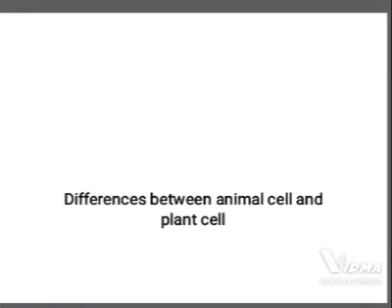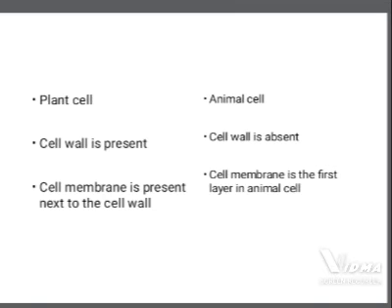Today's topic is the differences between animal cell and plant cell. In case of plant cell, the cell wall is present, while in case of animal cell, the cell wall is absent. It means in animal cell the cell wall is not present.